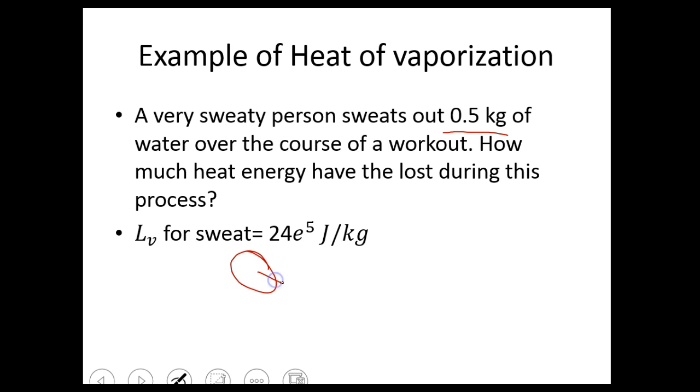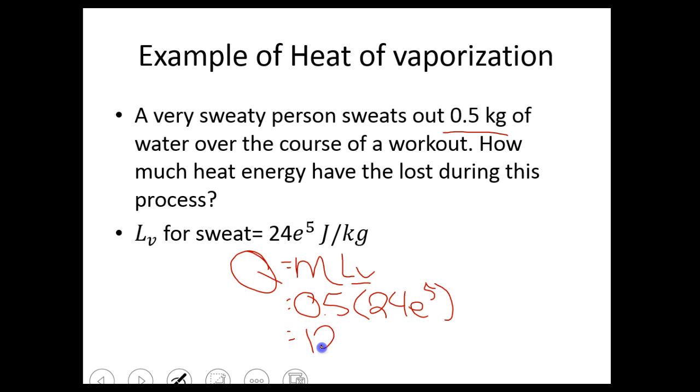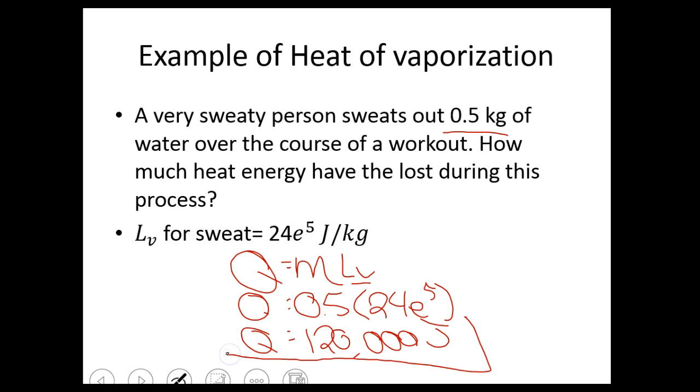Again, what we'll do is that the heat lost is equal to the mass, whatever's evaporating, and so we'll use that L sub V for sweat. It'll be half a kilogram multiplied by the heat of vaporization for sweat. And what we see is that a person will lose about 120,000 joules if they lose about a pound of sweat in a workout. Now, a pound of sweat is a lot, right? And this is just the heat lost due to evaporation of sweat. This does not account for the actual energy that they burned running or biking or whatever the case may be, right? This is just for the sweat.